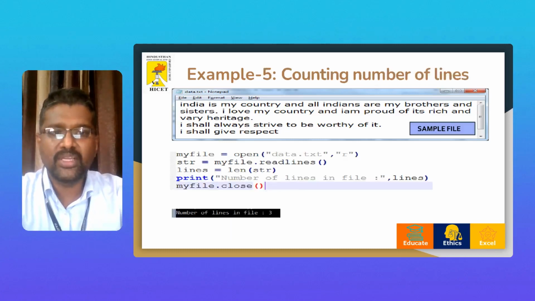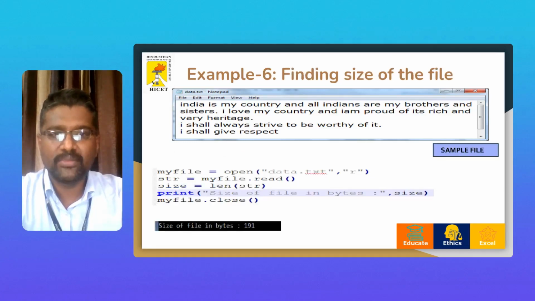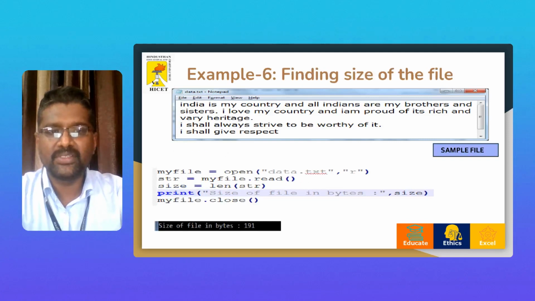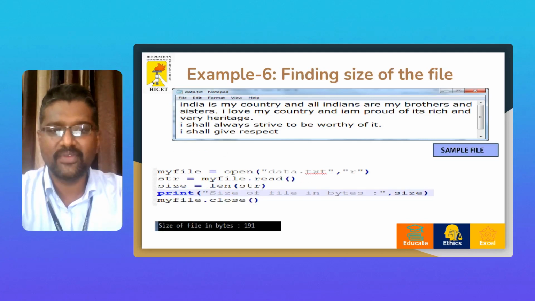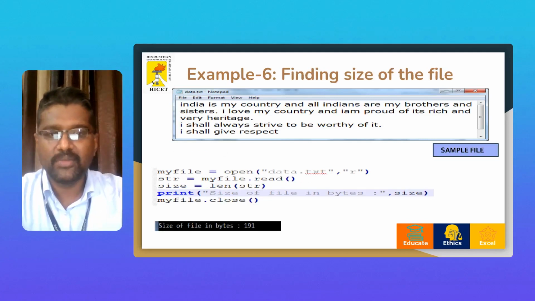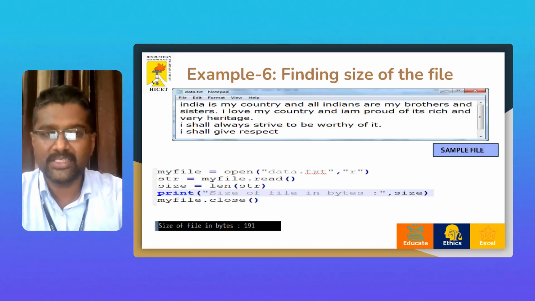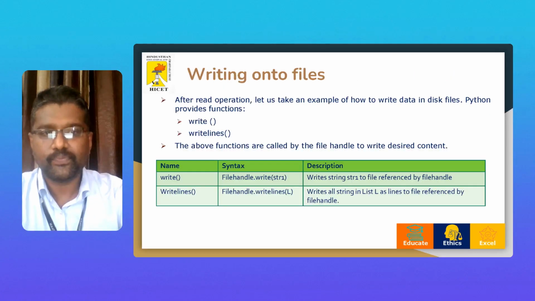And next is about counting the number of lines. With the help of the readlines method, I can count the length of the list and get the number of lines present inside the text file. The next is about finding the size of the file, for which we are going to use the read method. Using that, the number of bytes present inside the file will be obtained. So I'm just going to print that number of bytes alone. By that, I'll get the size of the file.